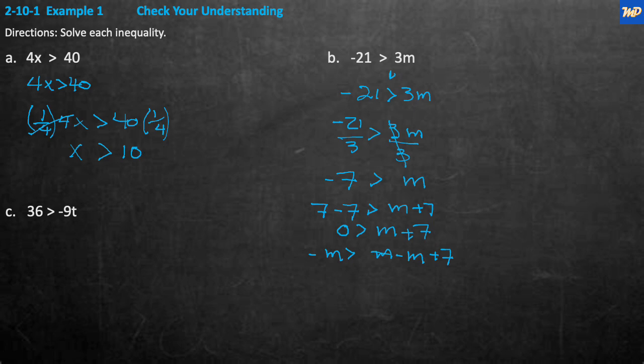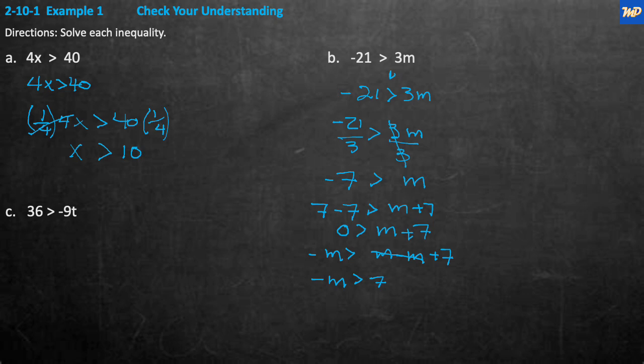Simplifying, the m's cancel each other out, and we're left with negative m is greater than 7. But in this inequality, we don't want a negative coefficient. We want a positive. We want to say what m is, not what negative m is. So in order to do that, we have to divide by negative 1 or multiply by negative 1, however you want to say it. But here's where the magic happens.